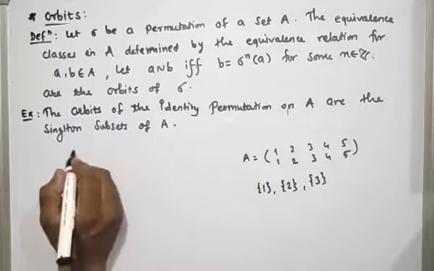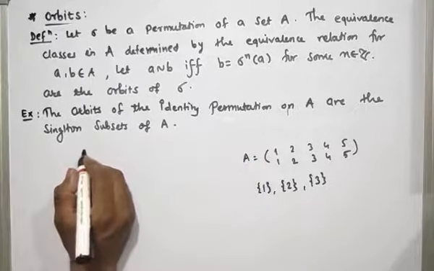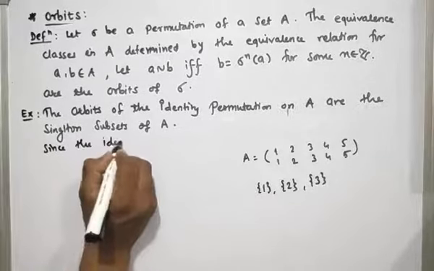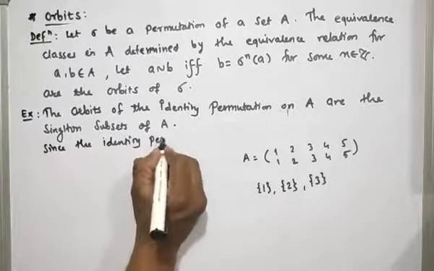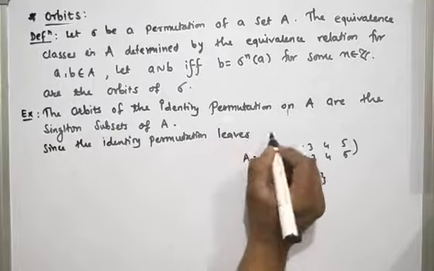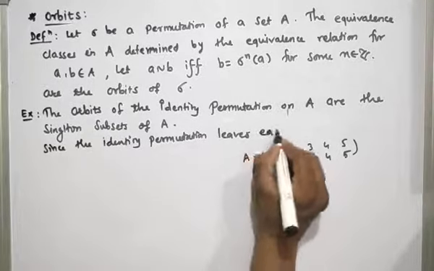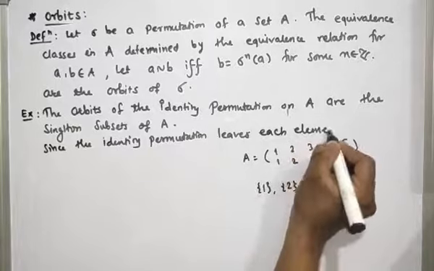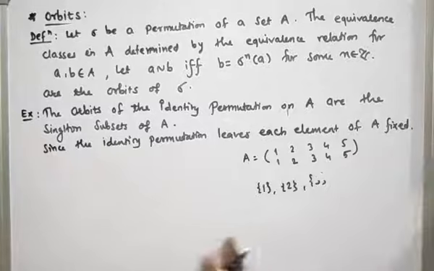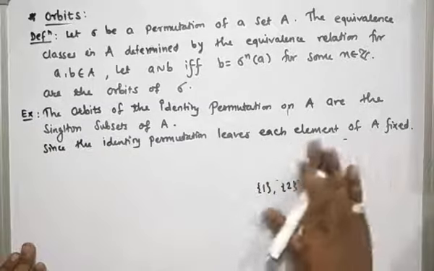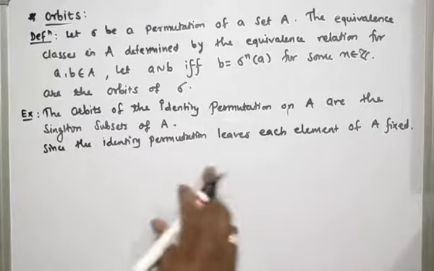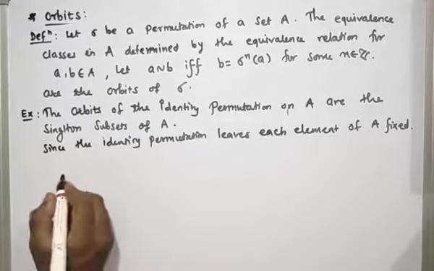Since the identity permutation leaves each element of A fixed, these are the orbits of the identity element, which are singleton elements, which are subsets of A. So let's see another example.